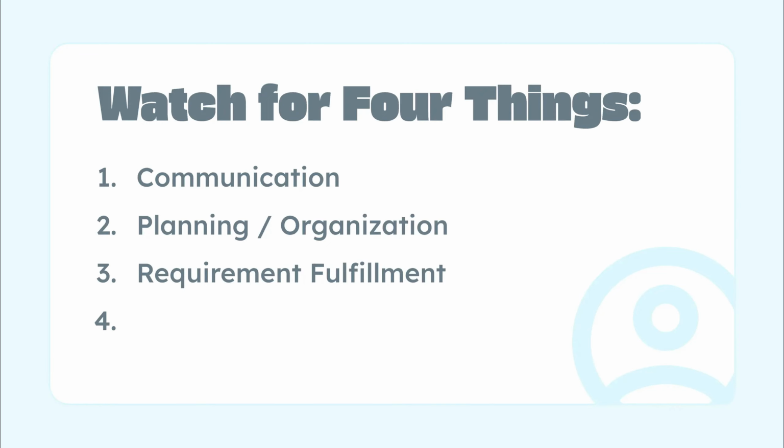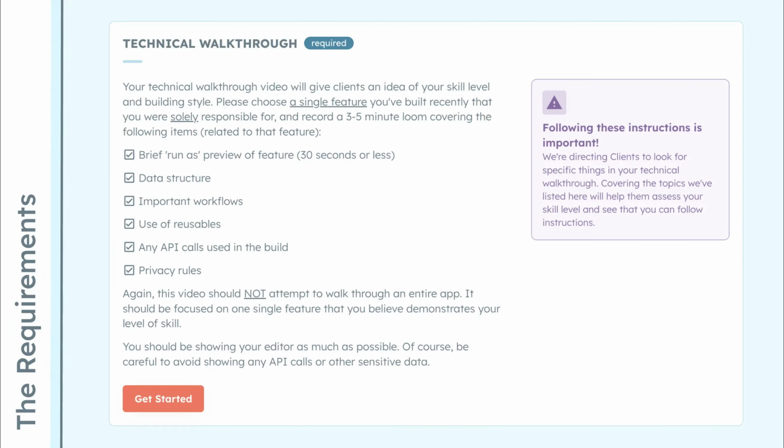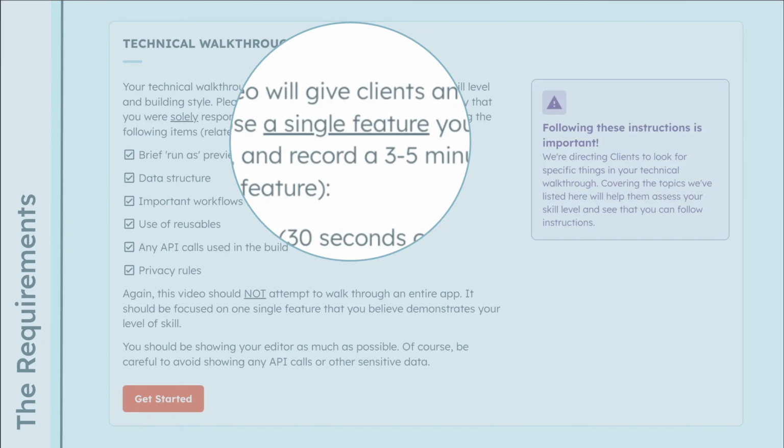Third, did they fulfill the requirements we gave them? This is a screenshot from the developer dashboard. It lays out the specific things they're meant to include in their walkthrough. Zooming in, they're supposed to walk through a single feature from a single app. They're not supposed to show you every feature of an app or even a collection of features, just one single feature. This is because a whole app can't be explained in 3 to 5 minutes. But for a single feature, you can talk through a lot of stuff that will give you, the client, an idea of how they build.